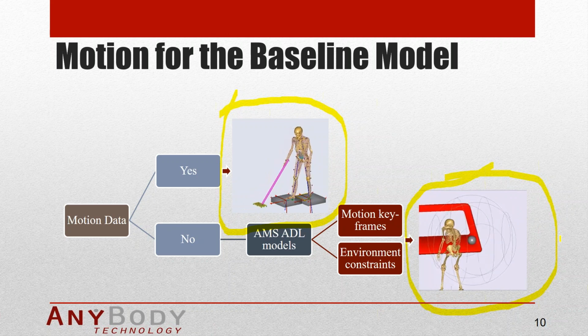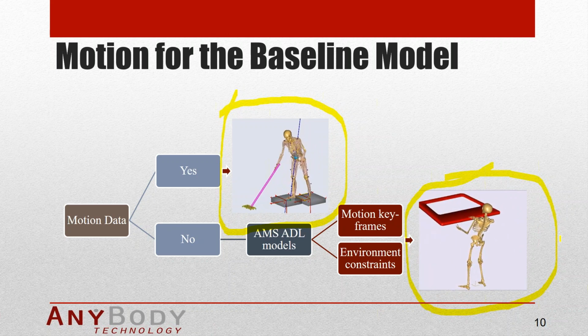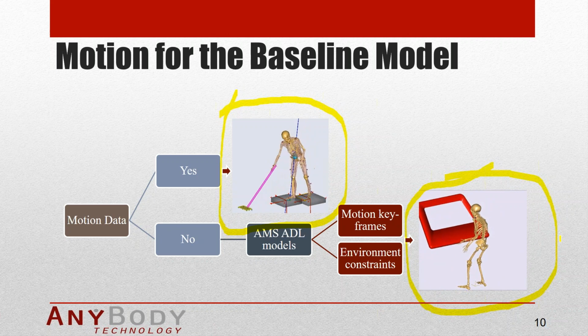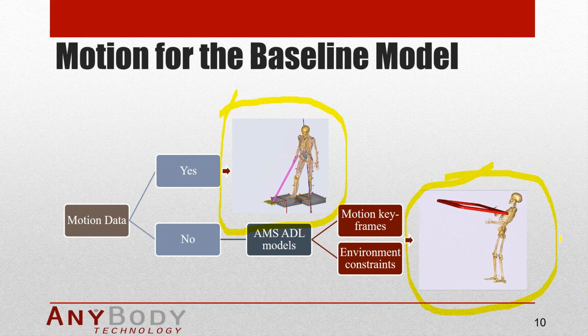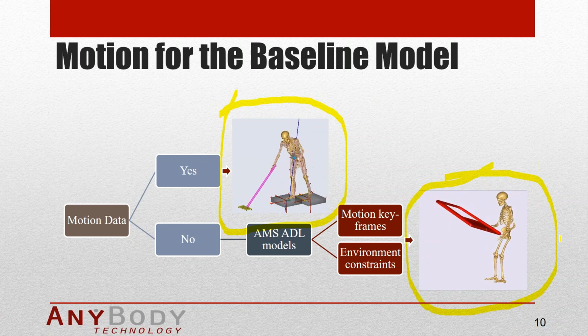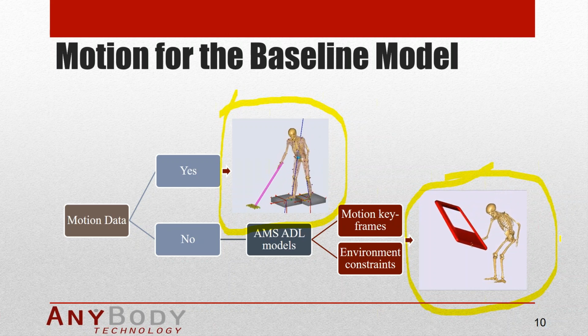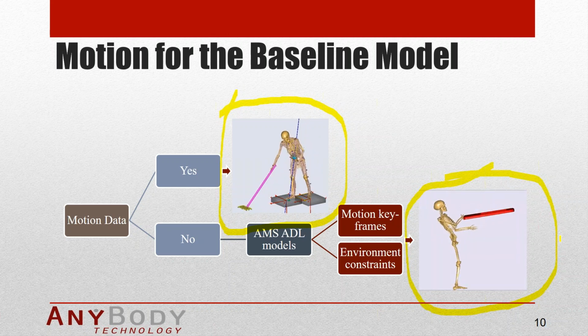AnyBody has a simple way of predicting how the other degrees of freedom will move in that situation. And the movement might not be exactly the one that a person would choose to do, but it will be pretty close. As you can see here, it's not an unnatural motion that we get in this case. So to some extent we can actually do posture and motion prediction with technology like AnyBody.